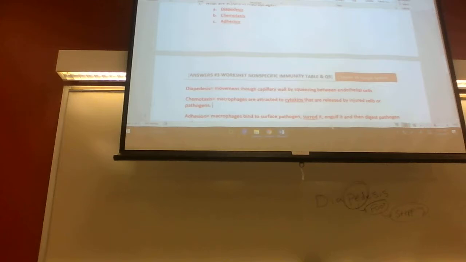Adhesion, apparently I can't spell surround. Adhesion, so basically when macrophages bind to the surface of a pathogen, surround it and engulf it, and then digest the pathogen. So this is kind of like your Pac-Man eating the ghost.